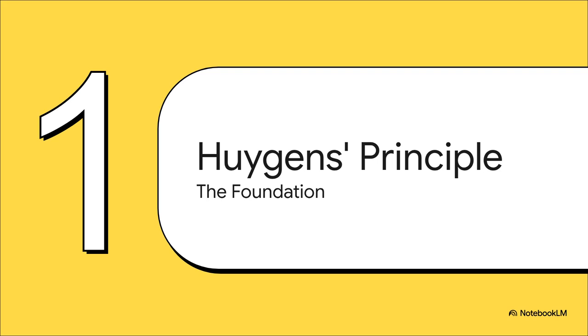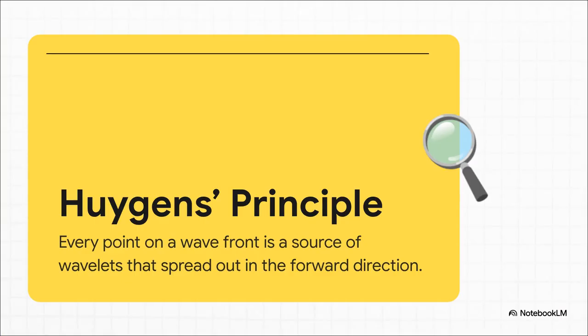Okay, let's dive in. Everything in wave optics, and I mean everything from reflection to diffraction, comes back to a single powerful idea from Christian Huygens. This isn't just some random definition to memorize. Think of it as a tool. It's the key that lets us predict how waves are going to move and spread out. It's actually the reason we can explain why light reflects, why it refracts, and even why it bends around corners.